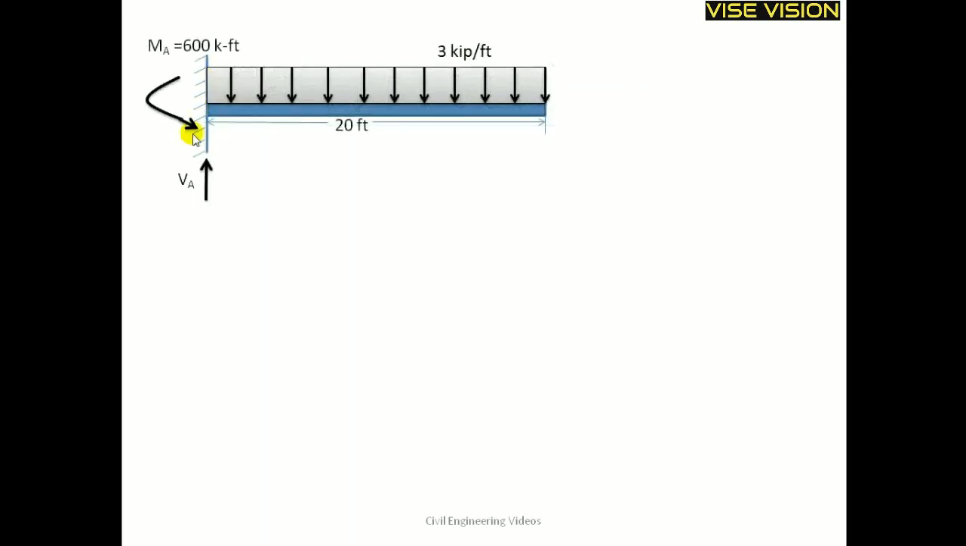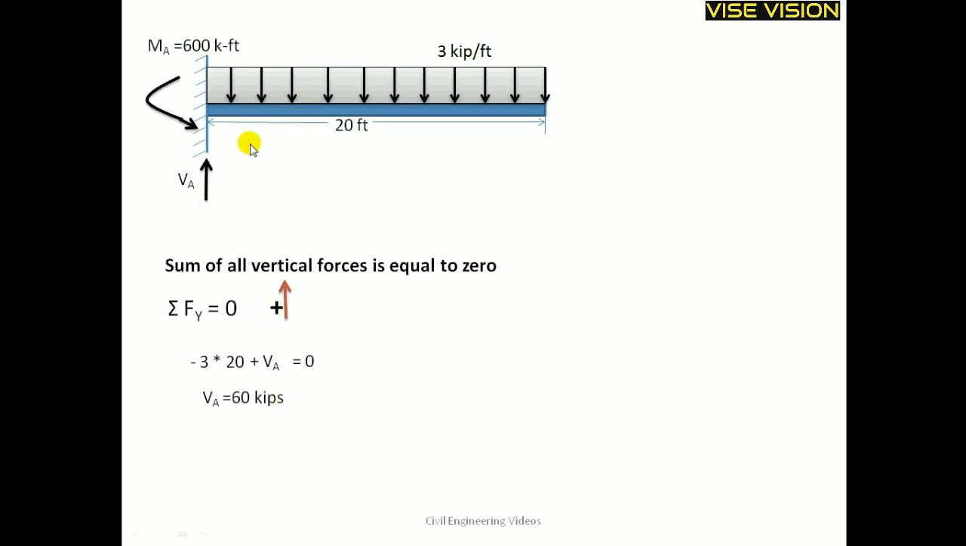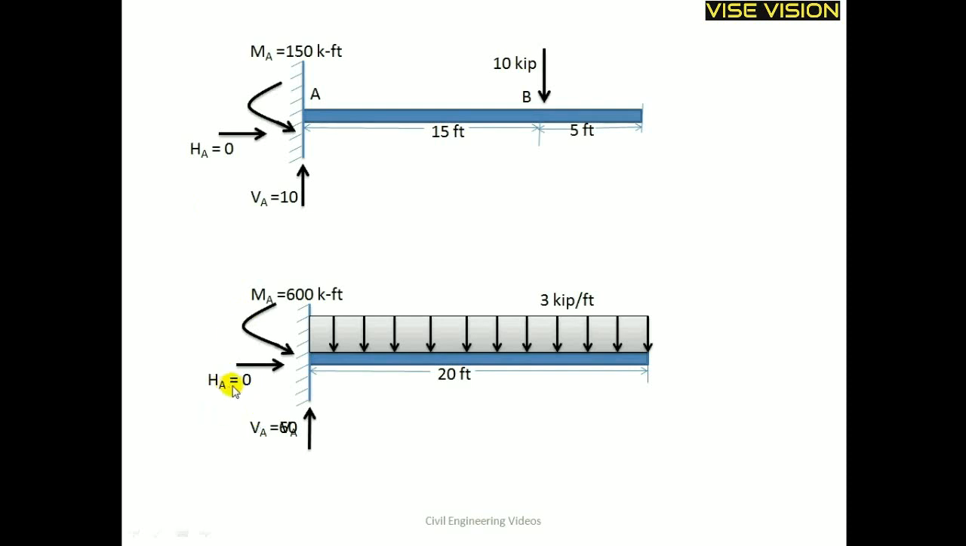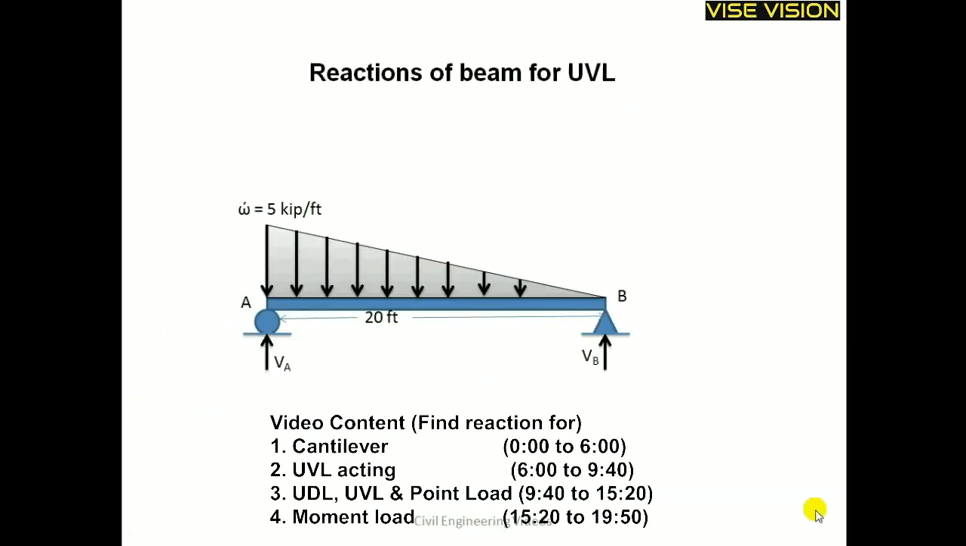Now I will proceed to the vertical reaction. For this, similarly, I will take the sum of vertical forces equal to 0. The 3 into 20 is the UDL vertical force acting downward, taken as negative, and VA is positive, acting upward. There are only these two vertical forces acting on this cantilever, so their sum is equal to 0. In this way, I will get VA is equal to 60 acting upward. The horizontal reaction in this case is also equal to 0 because no horizontal force is acting. So these are my two cantilevers and these are their reactions.